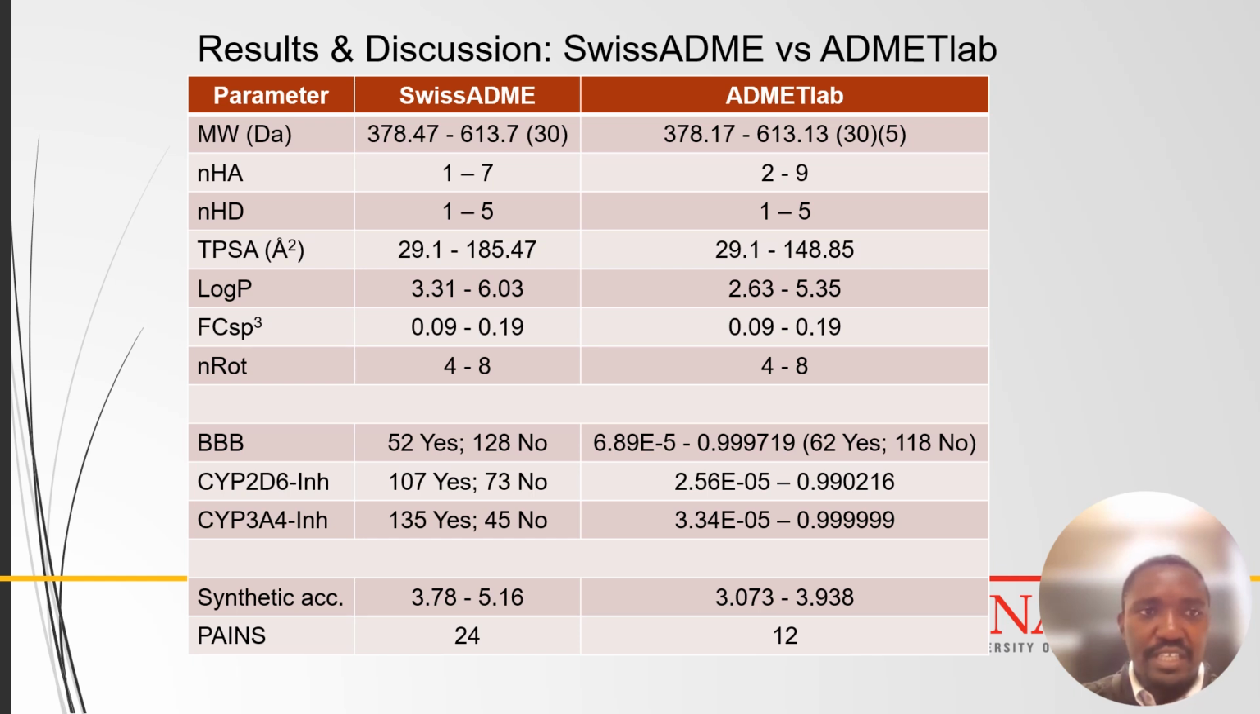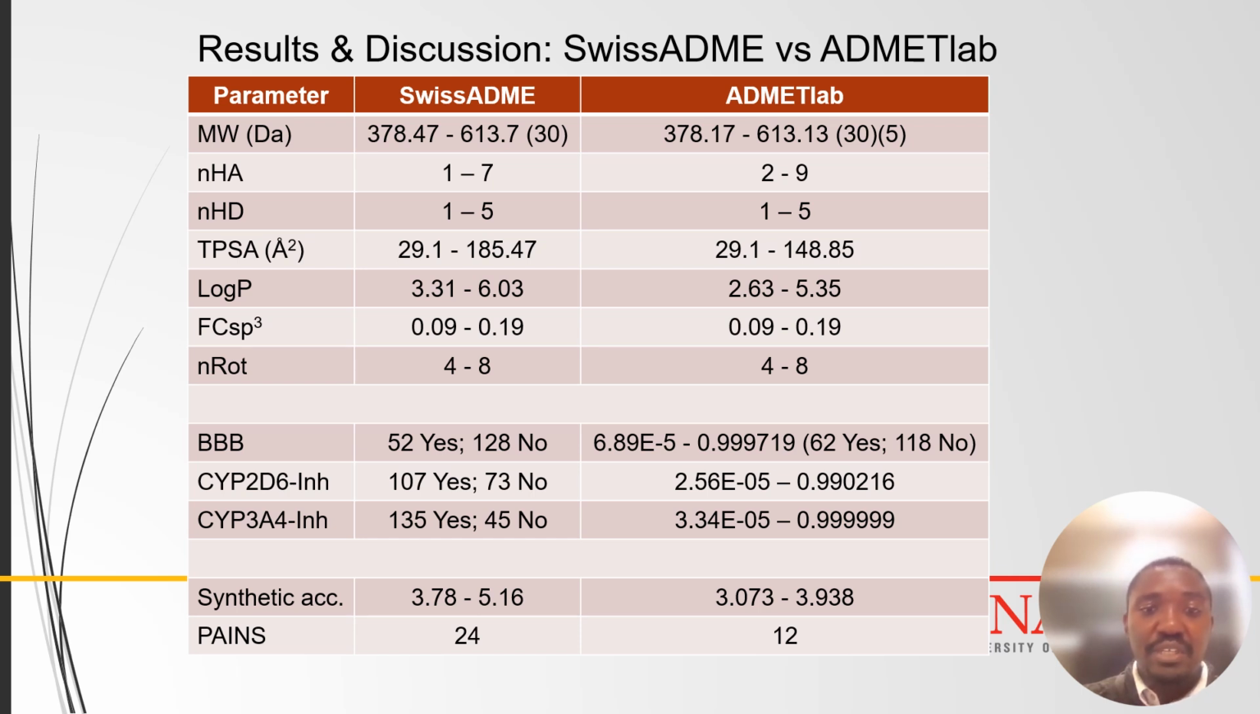Other than that, the total polar surface area or the TPSA, they are comparable, log P comparable, and then the other aspect that I needed to highlight is the BBB, which stands for blood brain barrier, which is just a membrane that prevents molecules passing to the central nervous system. For the Swiss, it's predicted that there were only 552 compounds from our 180 that pass through the BBB, while for the ADMET, there were only 62.